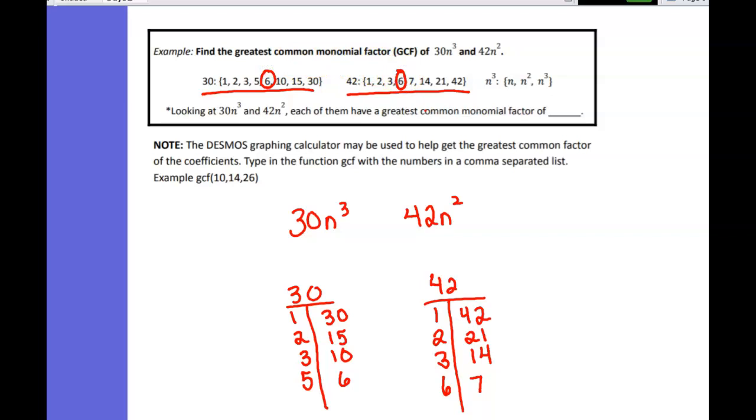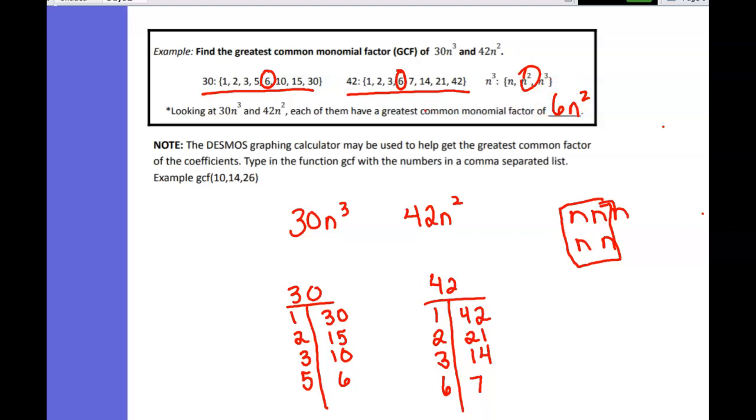Now looking at the variable piece, n cubed and n squared. If I thought of n cubed, that's 3 n's multiplied together, and n squared would be 2 n's multiplied together. So if you notice, the ones in common really are always the lowest exponent. If you looked at the exponents with the same base, it would be the lowest one. So the greatest common monomial factor of those two polynomials would be 6n squared.